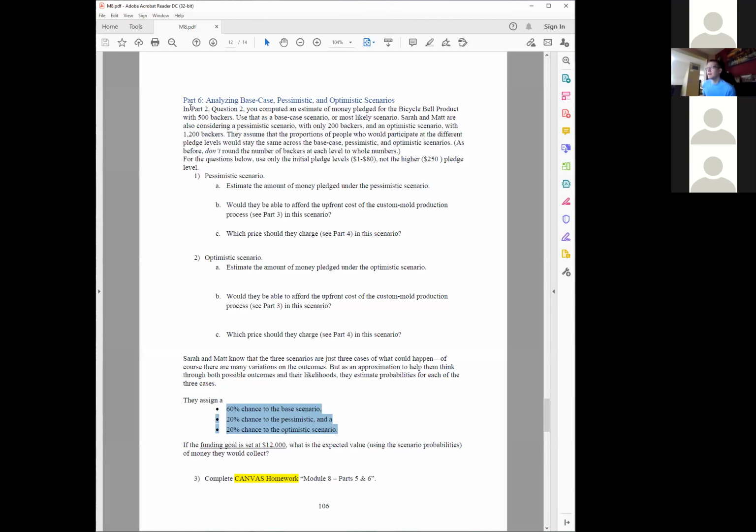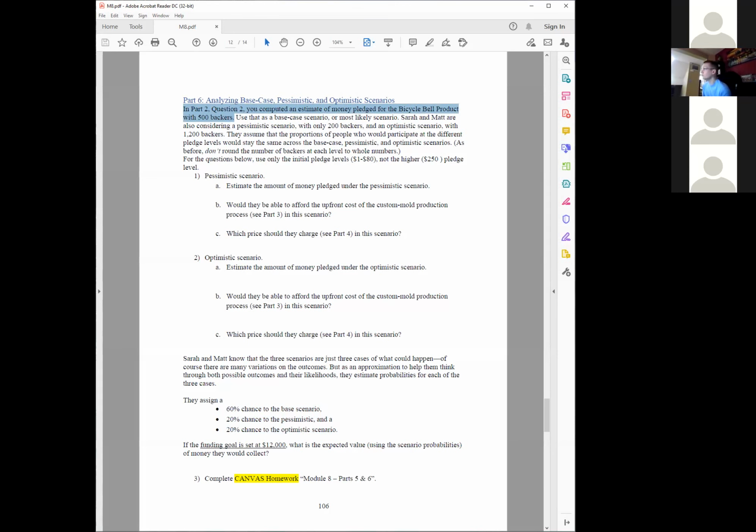Okay, so in part 6, we were playing with these questions, which had to do with this calculator we made way back in part 2 for Sarah and Matt, where we plugged in 500 backers and it spit out like $25,000 or whatever. And what we were doing is considering 2 other cases where maybe we get more or less backers and seeing how those cases affected our expected amount of money that we would collect.